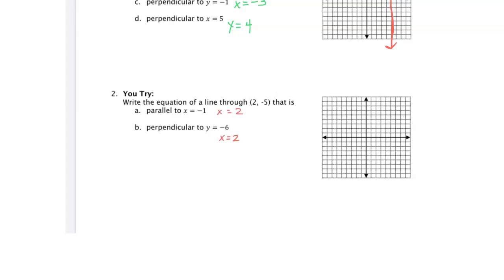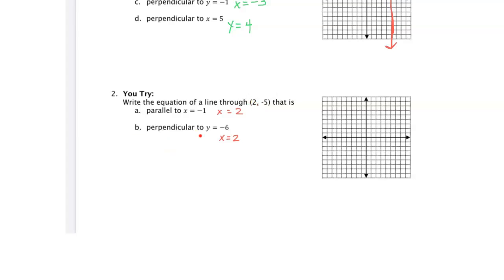And your answers are given. Parallel to x = -1, but it went through the point (2, -5). So our answer would be x = 2. Parallel and parallel, they both are going to go through our x-axis. So therefore, our answer will be x =, and then choose your x coordinate, which is 2.